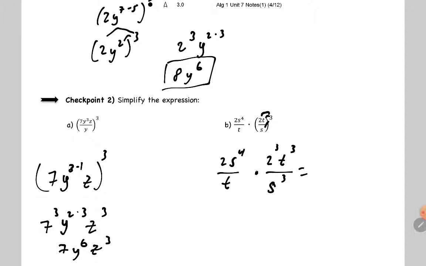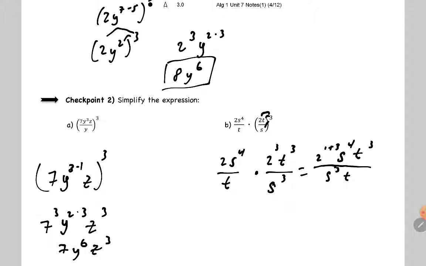Okay. Now we're going to combine these by multiplying. So we have 2 to the 1st times 2 cubed. So that's 2 to the 1 plus 3. And then we have s to the 4th t cubed. And then on the bottom, we just have s cubed times t.